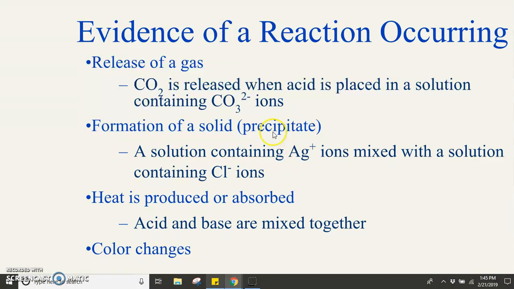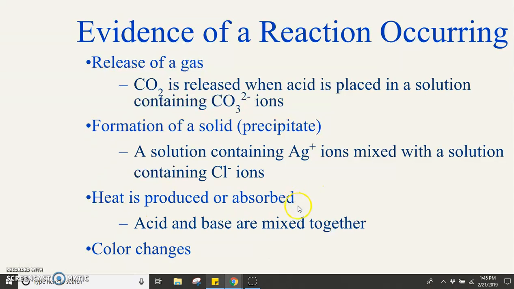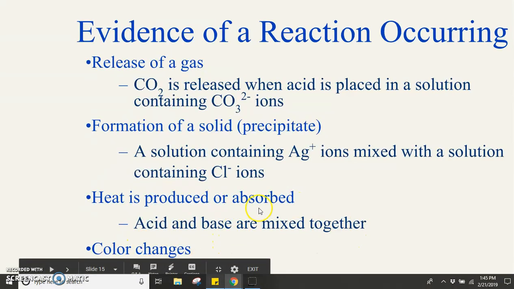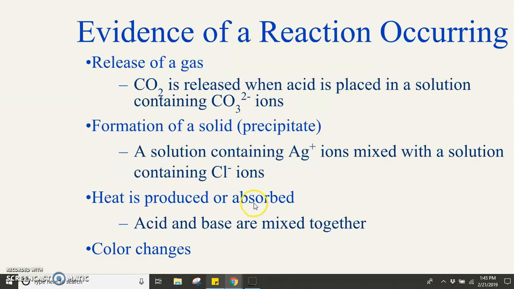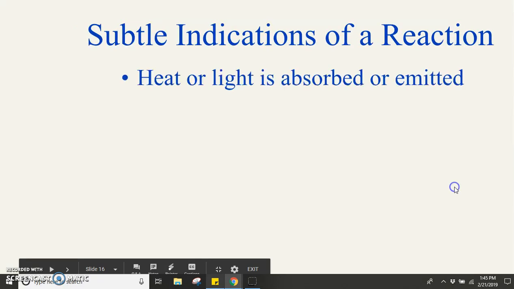Formation of a solid, that's a precipitate. So if I have a solution with silver ions mixed with a solution of chloride ions, I'm going to get the solid silver chloride that's going to settle out of solution. Heat might be produced, so it might get hot or it might get cold, and that'll tell you that something is going on. A color change, if something changes from like light blue to a yellow, that tells you something is going on or something is happening in there.